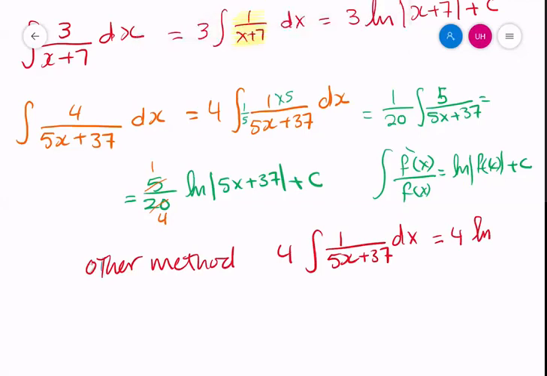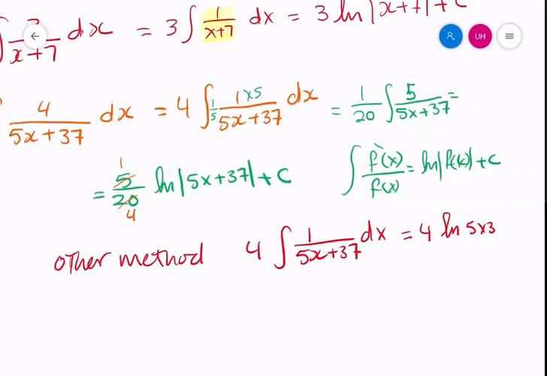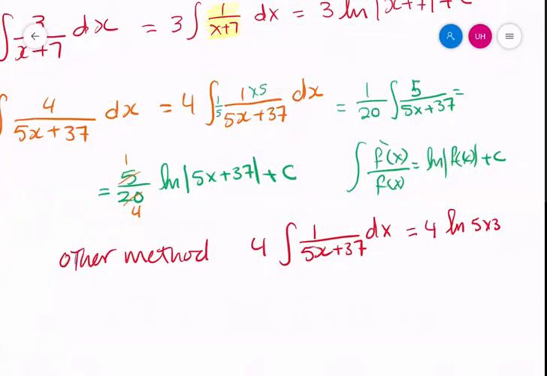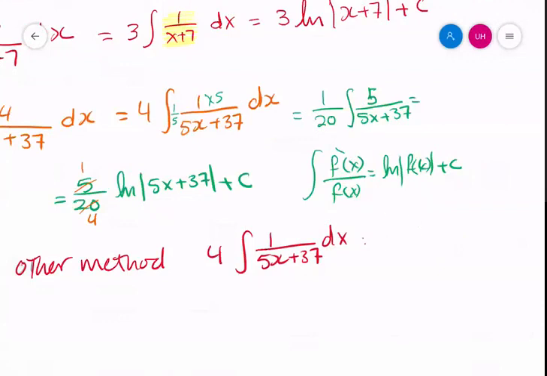5x plus 37, equals 4 ln 5x plus 37, and you divide by the derivative of 5x plus 37, which is 5. So we end up with 4 over 5 ln 5x plus 37. I had a mistake on the previous one.